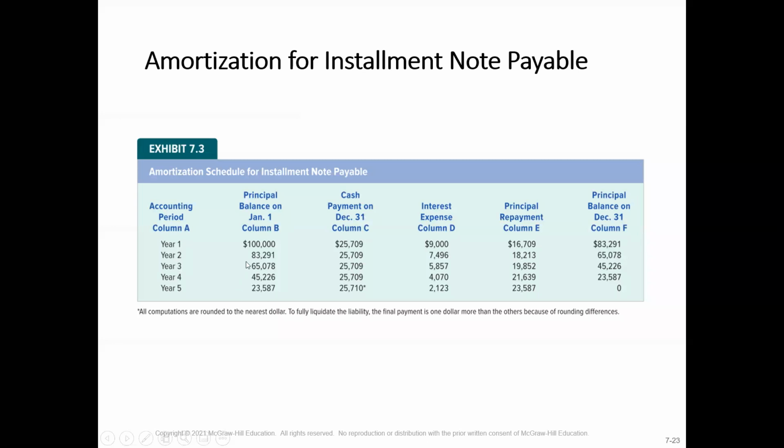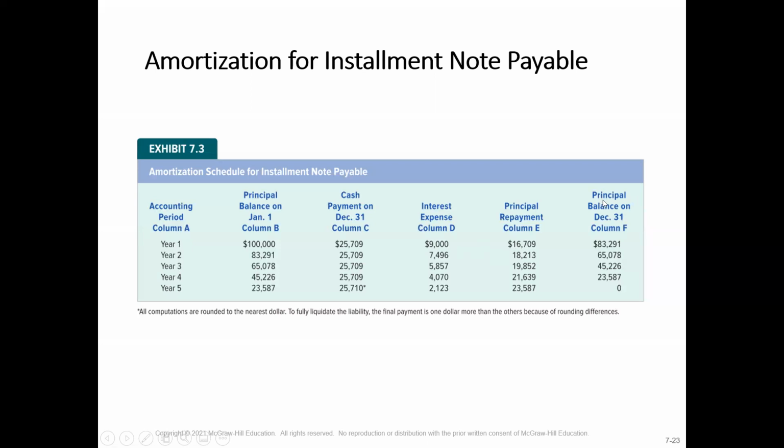So the payment of that first year's loan, December 31st, we would spend $25,709. We follow the year one row across. $9,000 of that payment would be interest. The remainder, or $16,709, is reduction of the principal balance.